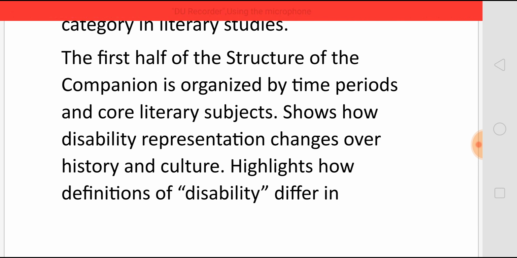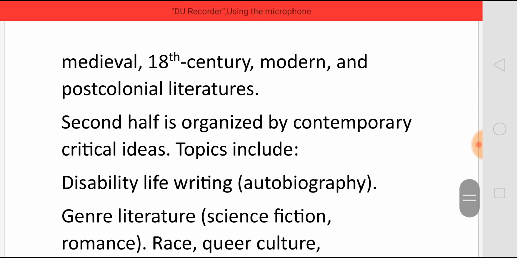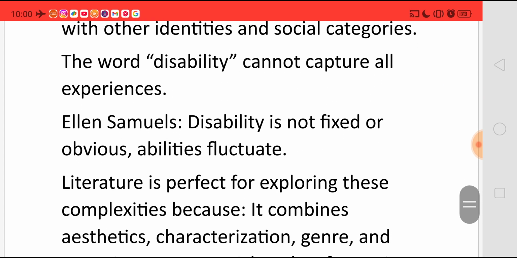The first half of the structure of the Companion is organized by time periods and core literary subjects. It shows how disability representation changes over history and culture. It also highlights how definitions of disability differ in medieval, 18th century, modern, and post-colonial literatures. The second half is organized by contemporary critical ideas, with topics which include disability and life writing, that is autobiography, genre literature like science fiction and romance, race, queer culture, intersexuality, women's writing, and rhetoric. It shows how disability interacts with other identities and social categories. The word disability cannot capture all experiences.